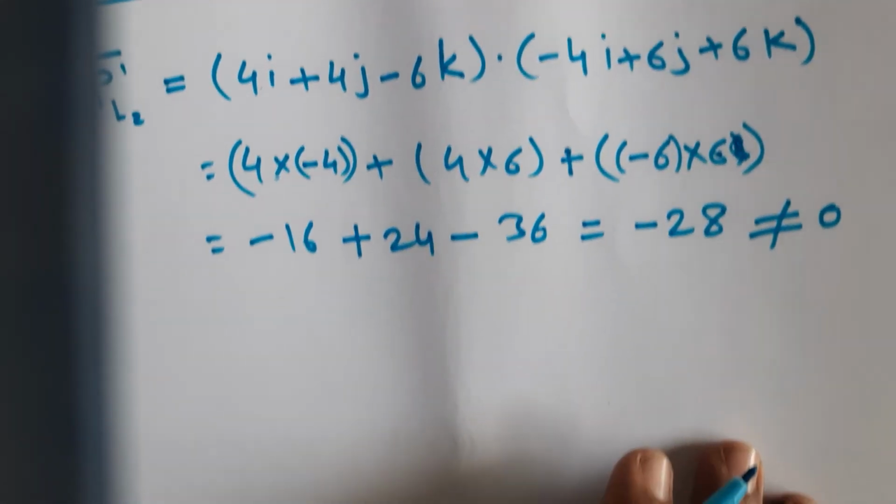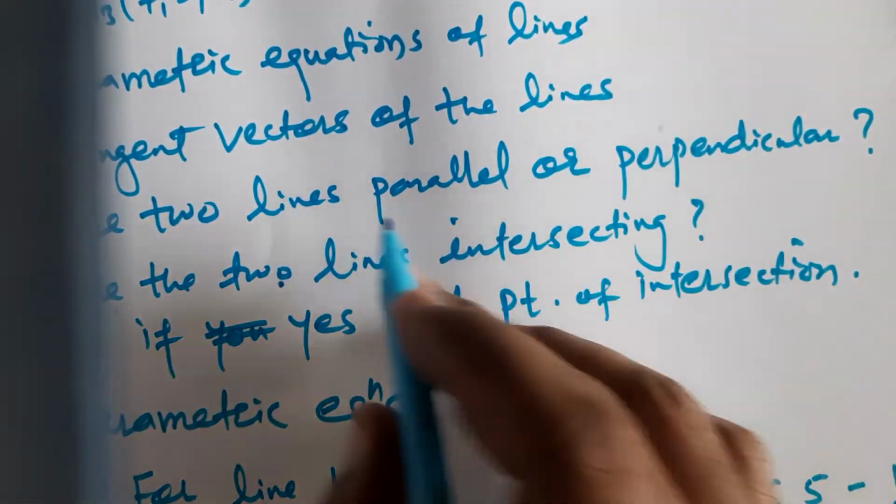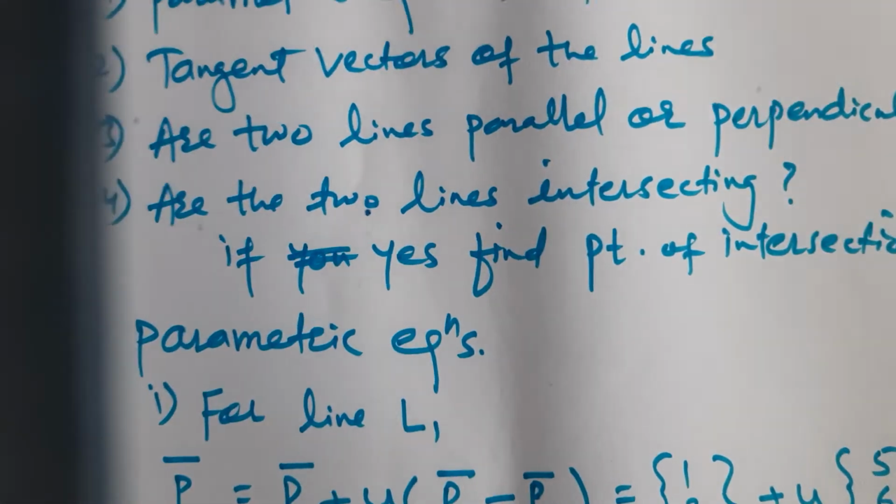Now your lines are not perpendicular, so the next thing: are the lines parallel or perpendicular? Both the lines are neither parallel nor perpendicular. Now next is, are the lines intersecting?